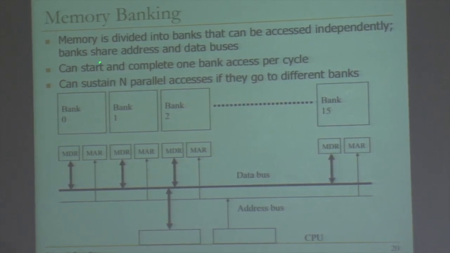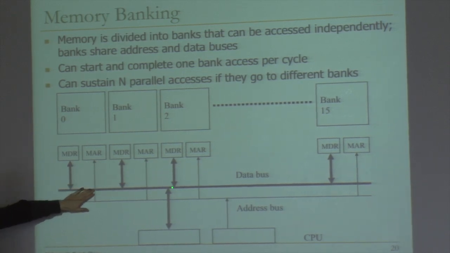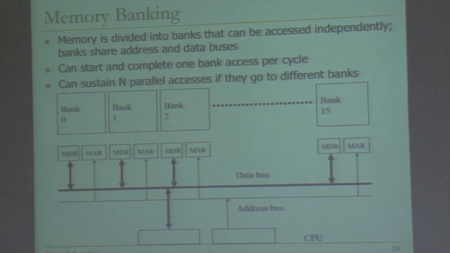Basically, what you can do is you can start one bank access per cycle, and the next cycle you can start the next bank access. This is called memory banking, or memory interleaving also. You can also complete one bank access per cycle because the data bus is shared. Right? Which means that you can sustain n parallel accesses if they go to different banks. In this case, you can sustain 16 parallel accesses. OK?